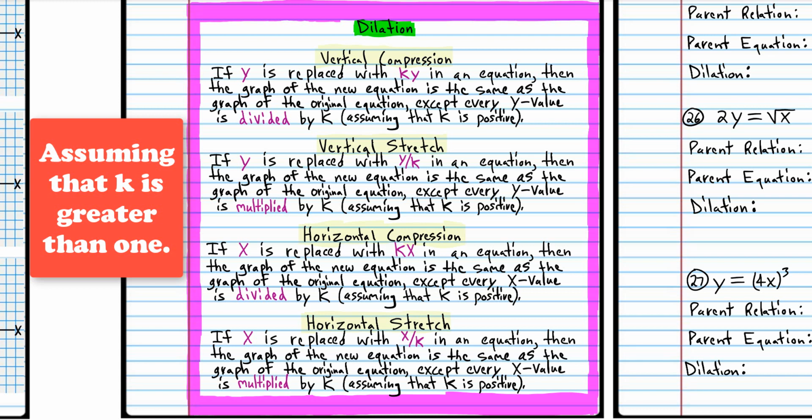If you multiply x or y by a number in an equation, assuming that number is a whole number, then all of the corresponding x or y values on the graph are actually divided. On the other hand, if you divide the x or y value in an equation by a number, then all the corresponding x and y values on the graph are multiplied. So it's the exact opposite of what you would think. This can be somewhat confusing, but that's okay. With some practice, you're going to see that this is actually pretty easy.